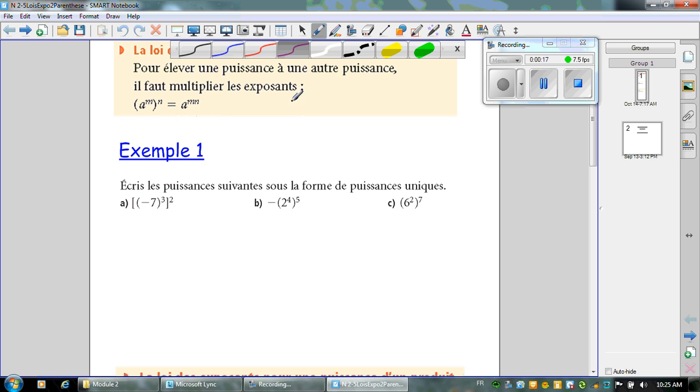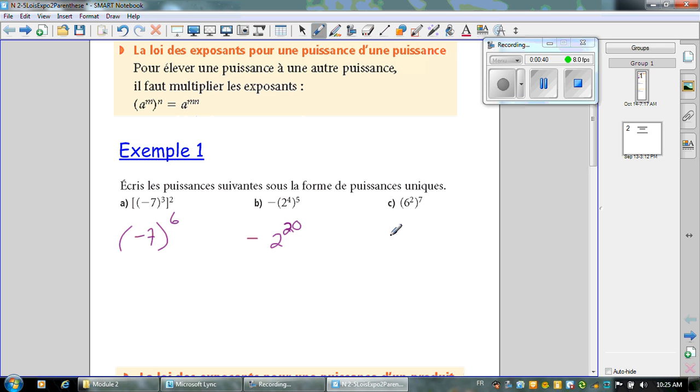Basically the trick here, when you see an expression like this, you can just multiply your exponents together. So 3 times 2, same base, 6, and you just leave it in the form of a power. Same base, my negative is still there. My base is 2, so it's going to be 2 to the power of 20.